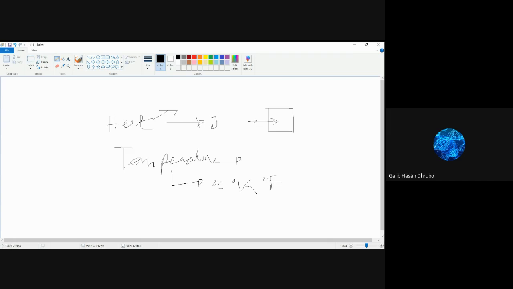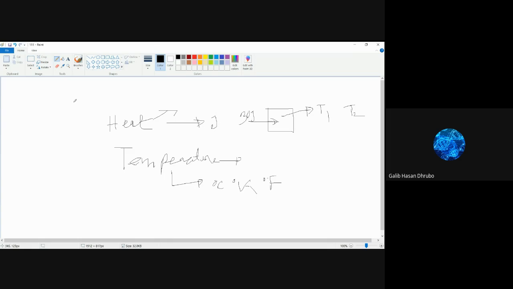Okay, so if we apply heat on an object, then the temperature of the object will change. So if we consider the initial temperature is say T1, if we apply say heat energy, say 30 joule heat is applied, then the temperature will change to T2. Okay, so either increase or decrease. So this is basically the difference between heat and temperature.